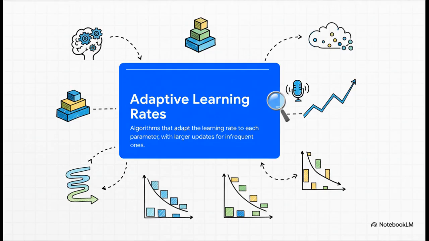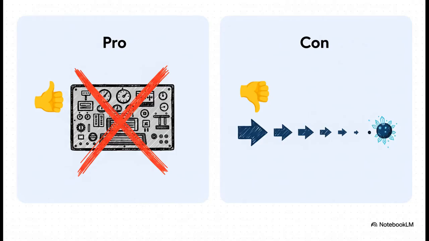Think about it. In a text, some words like "the" and "a" show up all the time, while other words are super rare. It makes sense to treat them differently, right? The first big algorithm to try this was called AdaGrad. It had a neat idea.